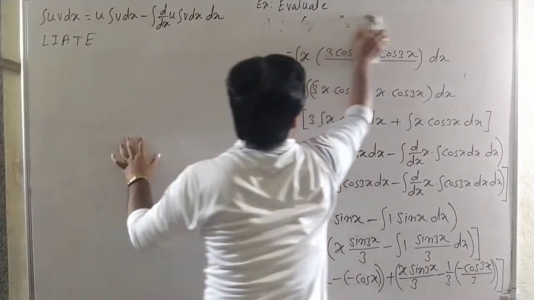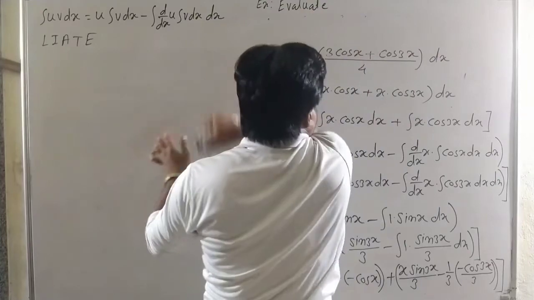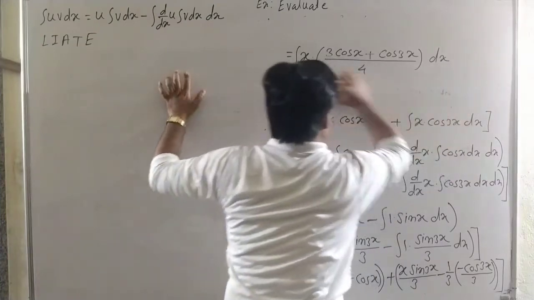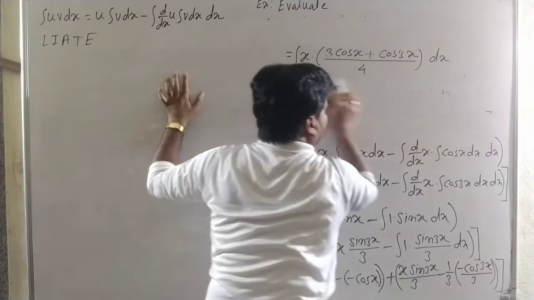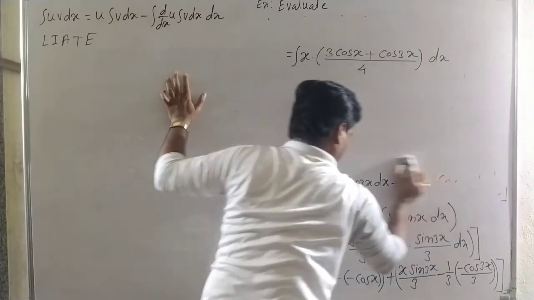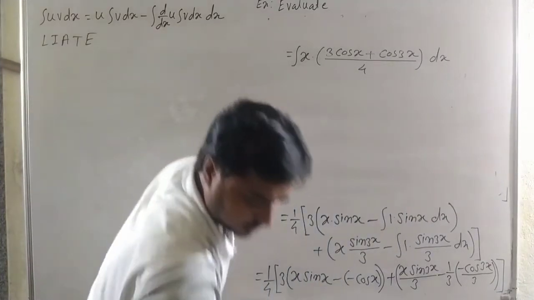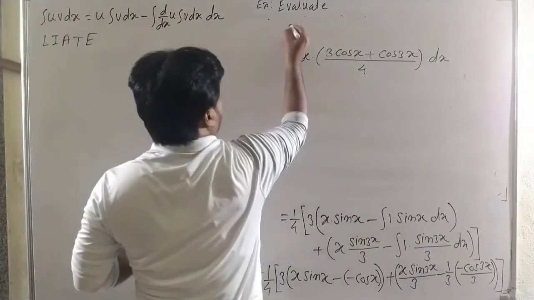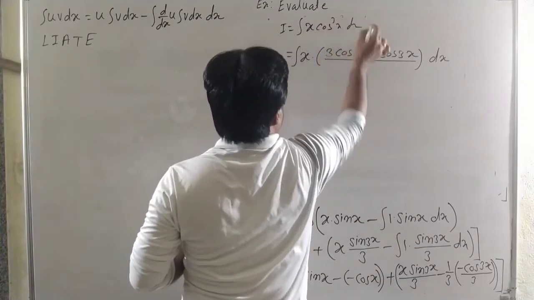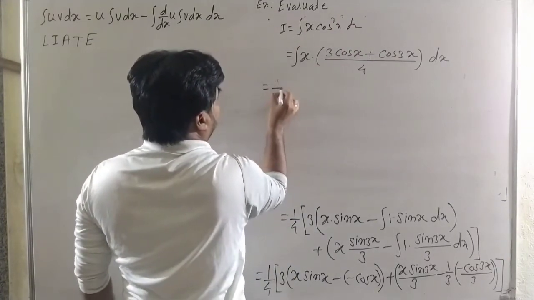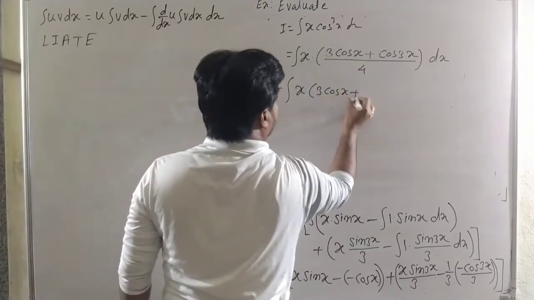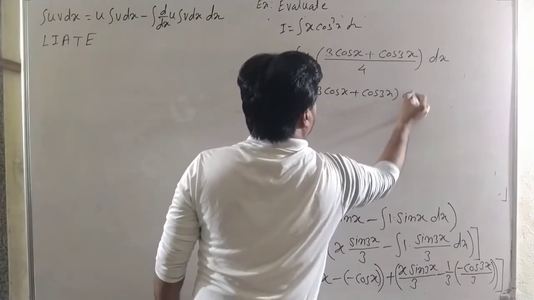Now you can see the next example. Here, this example can also be solved. Here we can separate the integral. See carefully here. This example is the integral of x into cos cube x dx. We use this formula. Then we can take 1 by 4 into x into 3 cos x plus cos 3x dx.